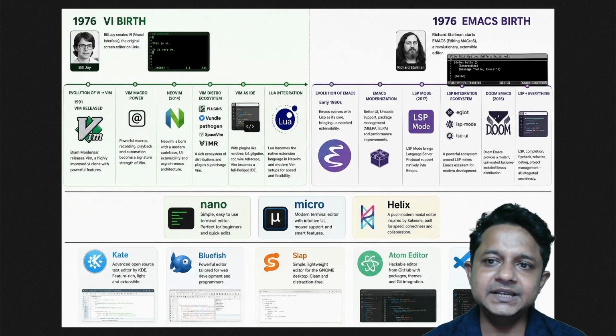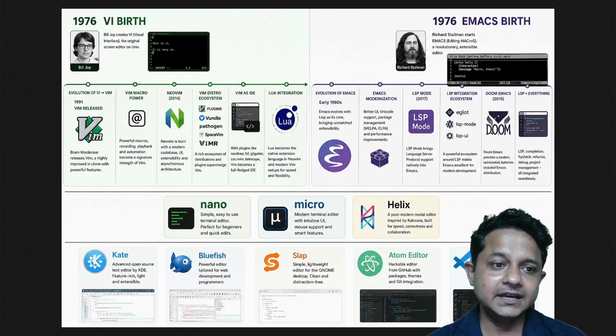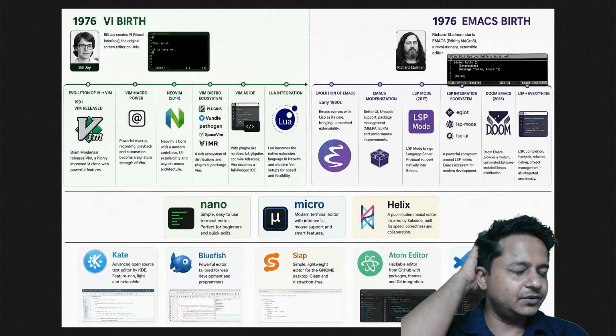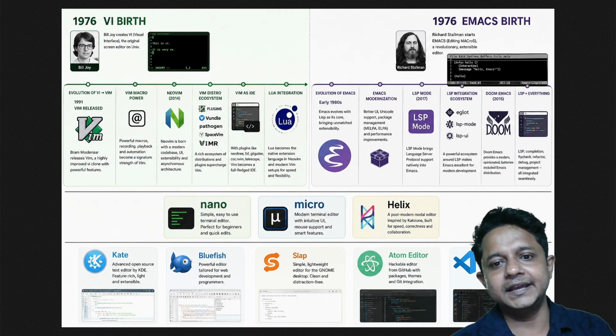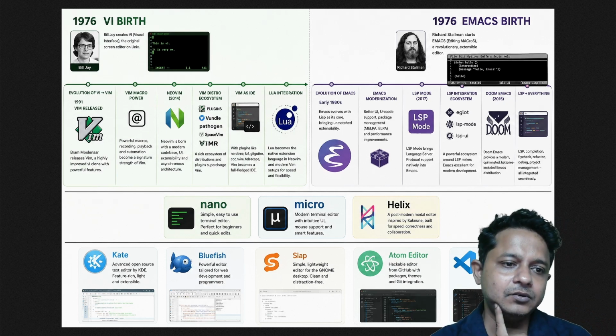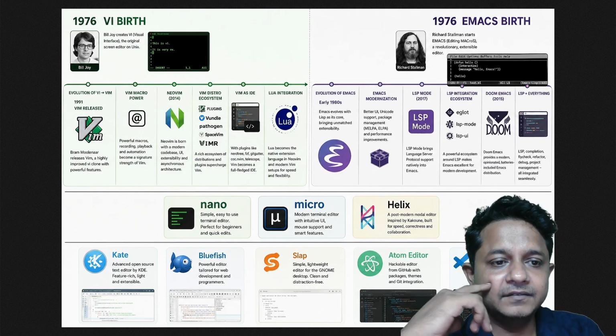We got Vi and Emacs from Bill Joy and Richard Stallman. Vi evolved, especially using the Vim macros. Yes, Vim macro is very useful. Like if you want to edit a lot of things like a thick book, Vim macro will provide a ton of flexibility so that you can complete your book very fast.